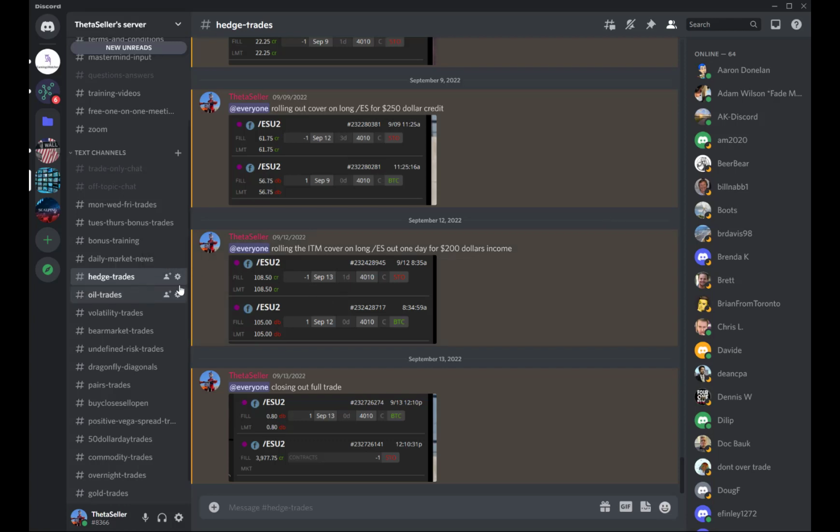So hedge trades sometimes can be standalone trades. This one actually right here was a standalone trade just for some extra income. But a lot of times these are put on to hedge, insure, or protect another open trade that we have. So hedge trades would be using futures contracts to protect or insure a position of another type that we already have up and running. Okay.